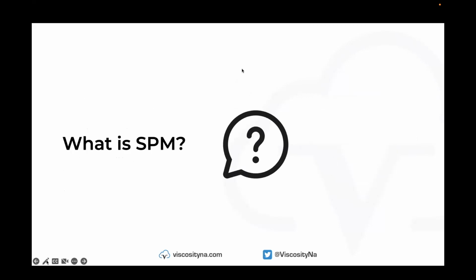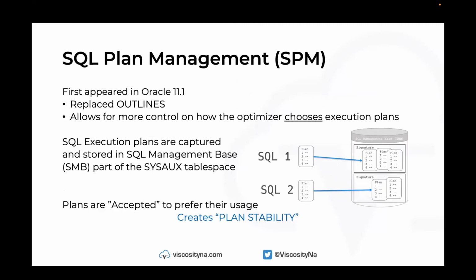So what is SPM? SQL Plan Management is part of what Oracle calls their plan stability features, right? So you have a SQL statement and you want it to run fast all the time. Sometimes maybe it runs and chooses an execution plan that is not as fast, right? An execution plan is the steps of how to get the data you've asked for, right? Maybe to use an index or not use an index, to do a full table scan, do nested loops or hash joins, etc.